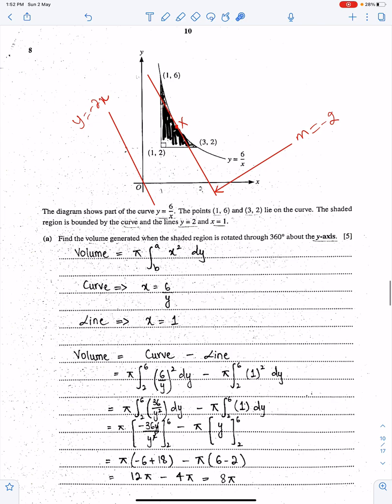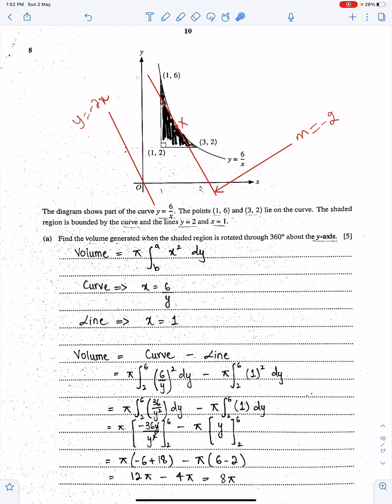Next question, number 8. The diagram shows part of the curve y is equal to 6 upon x. This is the curve. The points (1, 6) and (1, 2) lie on the curve. The shaded region is bounded by the curve and the lines y = 2 and x = 1. This is the shaded region. Find the volume when the shaded region is rotated 360 degrees about the y-axis.